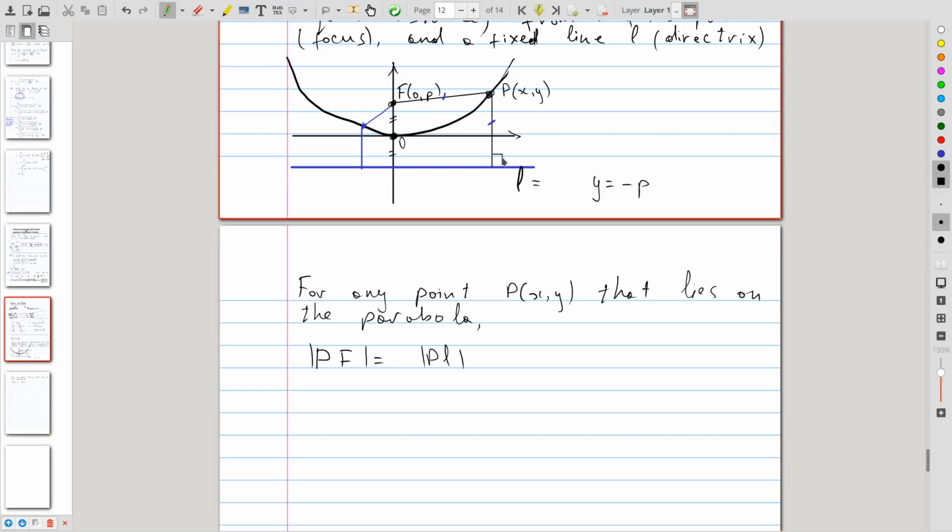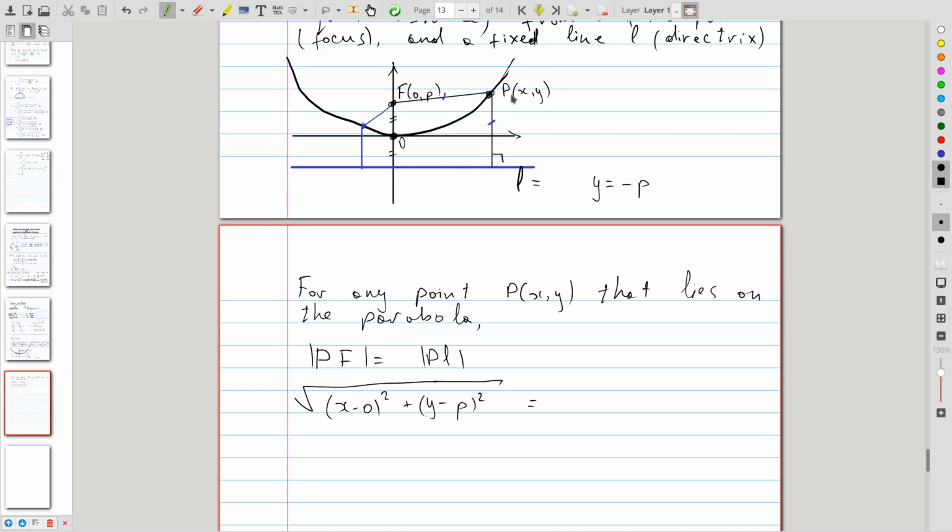So this angle here is a right angle. So the distance from P to F can be computed using the distance formula, which says to compute the distance between 2 points, you take the square root of the differences of respective coordinates. So you have the square root of x minus 0 squared plus y minus p squared, equals the distance from P to L.